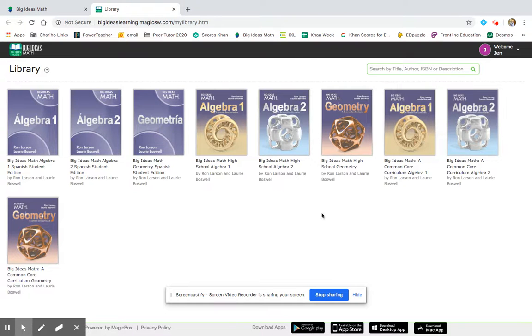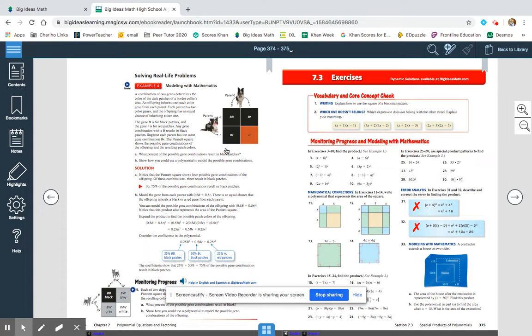Now, you won't have this many options when you open that up. I have the teacher account, so just click on your Algebra 1 textbook. And this allows you to have the textbook almost like a hard copy textbook, which I don't think we use enough of, but we could try to use it some more.